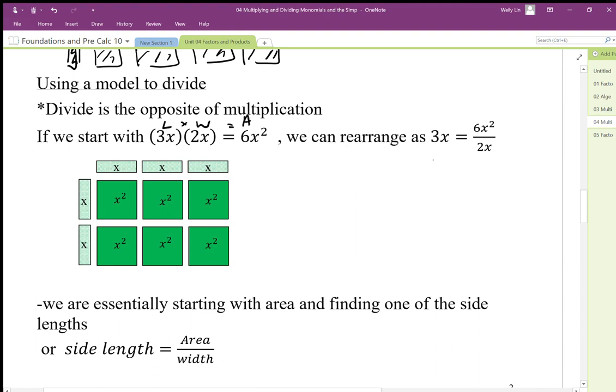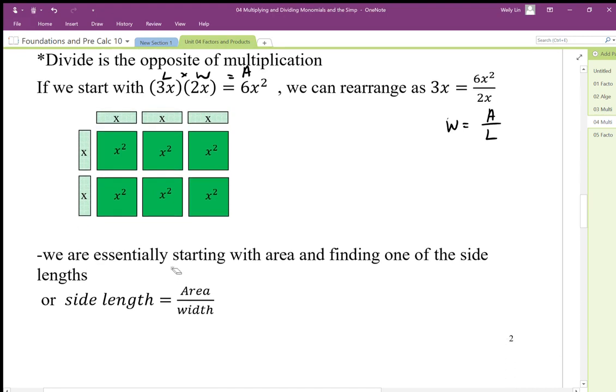So when we rearrange this, we end up with width is equal to the area divided by length. So if I want to divide 6x squared by 2x, I need to arrange the 6x squareds so that it has one edge of 2x. And then the answer ends up being the other edge. So here it is written here. We start with area, we divide by the width, we get the other length.